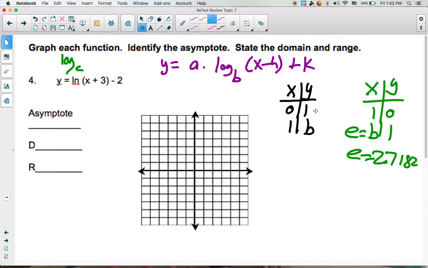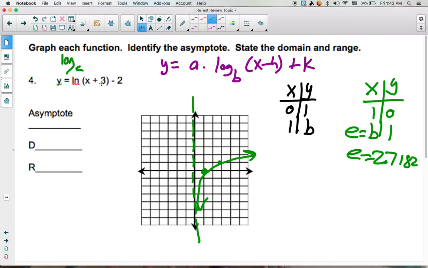Now, with an exponential function, we had a horizontal asymptote, which was the x-axis. Well, with an inverse of that, we have a vertical asymptote, which would be the y-axis. So we've got that. We've got the point (1, 0) and the point (b, 1), which is (2.718, 1). And logarithms travel like this. So there's our graph.